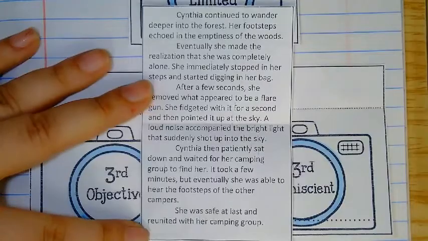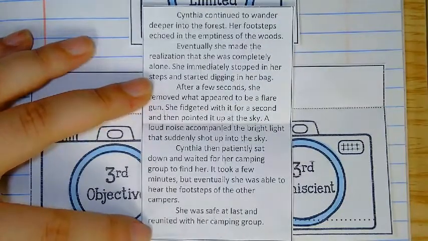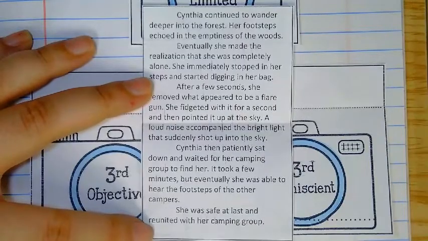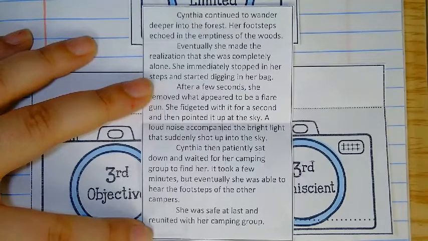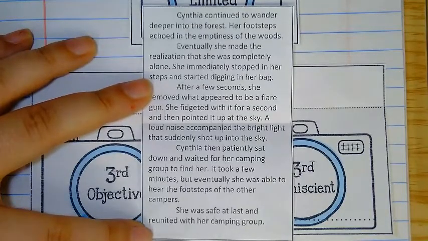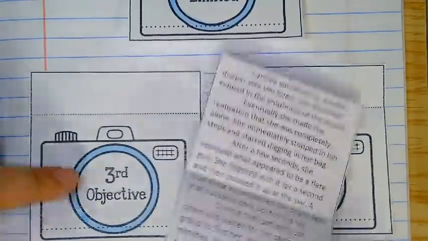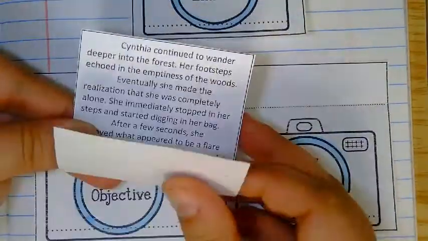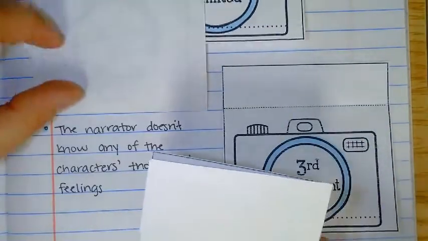Well, looking at this, I don't really necessarily see any thoughts or feelings from any of the characters. So what type of third person would this be? If I don't see any thoughts or feelings, that means that this is actually third person objective. So you're going to take this piece of paper and fold it in half where you bring the bottom up, and then you're going to open your flap and glue it in right there.